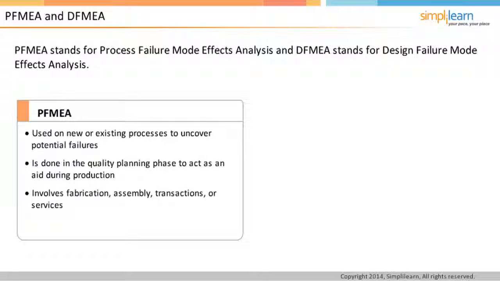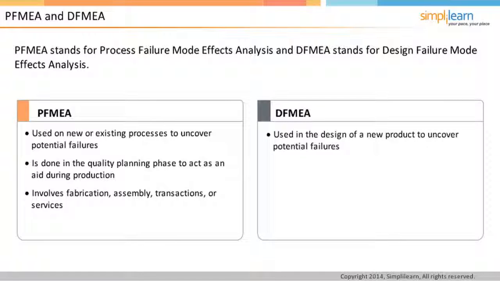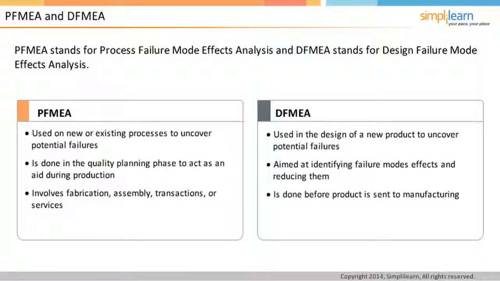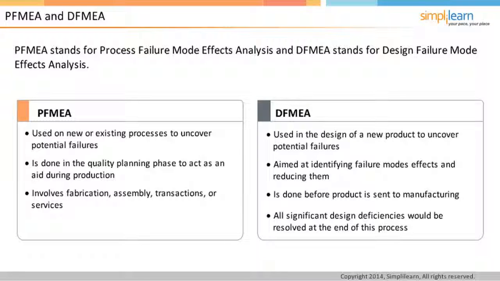DFMEA is used in the design of a new product, service, or process to uncover potential failures. The purpose is to find out how failure modes affect the system and to reduce the effect of failure on the system. This is done before the product is sent to manufacturing. All design deficiencies are sorted out at the end of this process. In the following screen, we will understand FMEA Risk Priority Number.